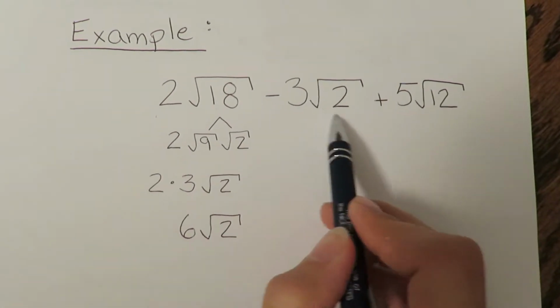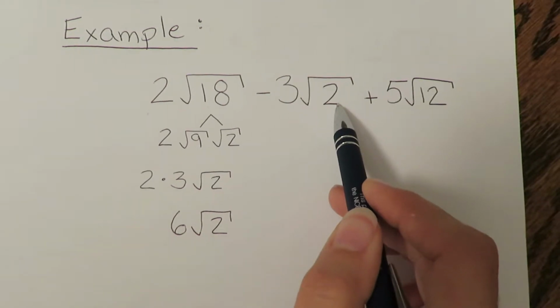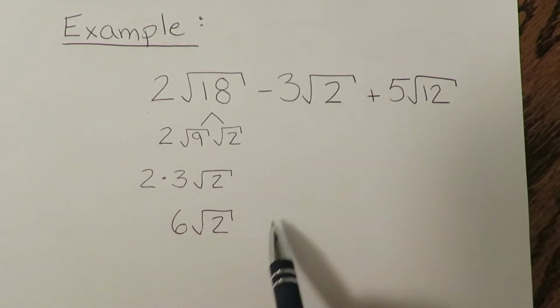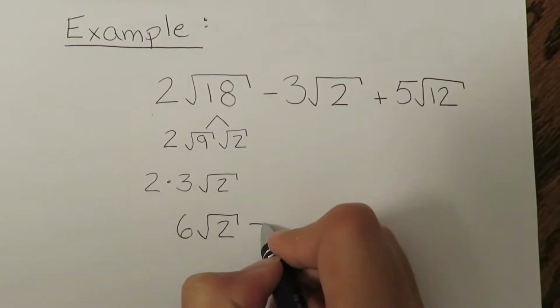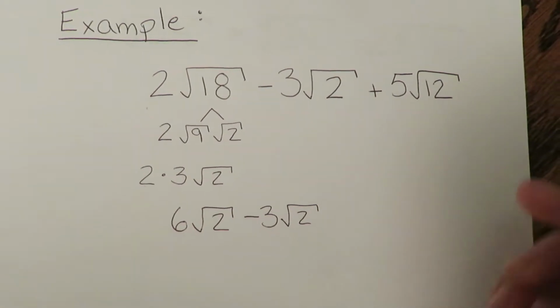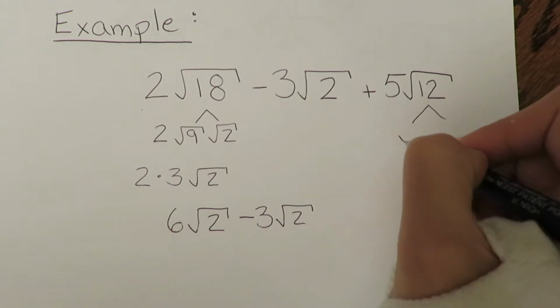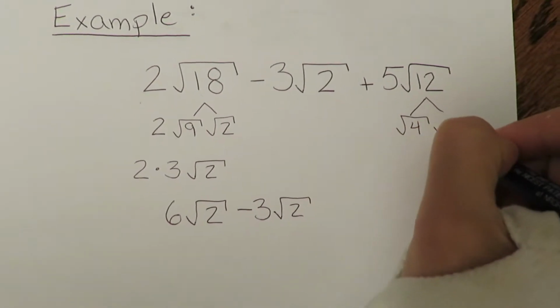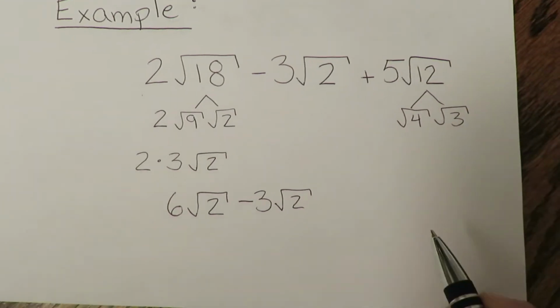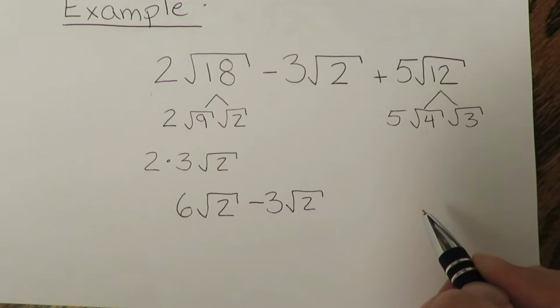On this side, I have the square root of 2, and because 2 is so small, there's no perfect square that I can take out of 2. So I'm just going to pull that all the way down, and I'm going to be subtracting 3 square root 2. Here we have 5 square root 12, and 12 I know I can take out square root 4 times square root 3, because 4 times 3 is 12. Remembering to bring down that 5.